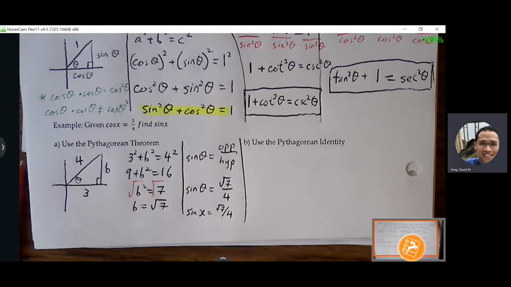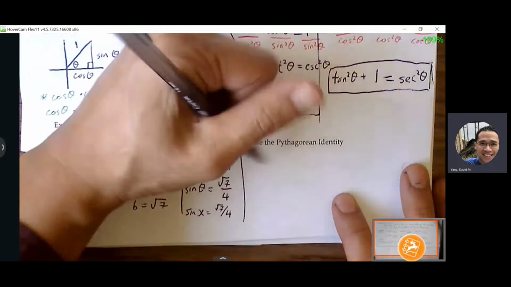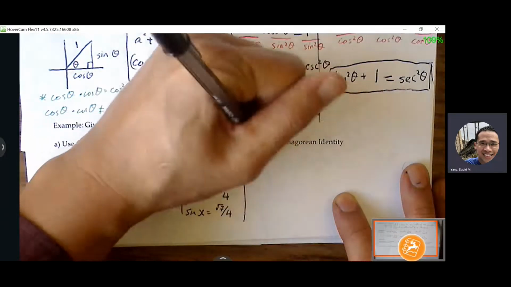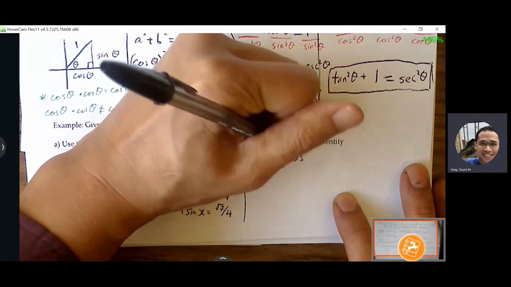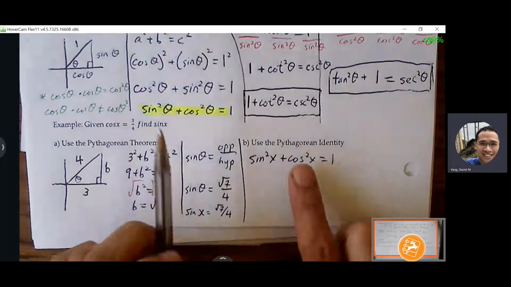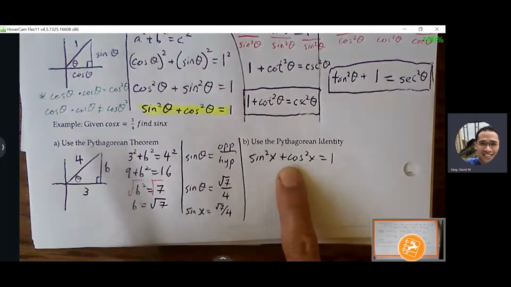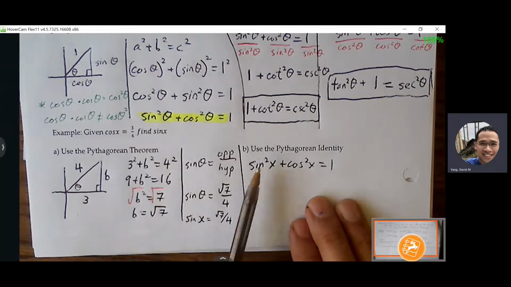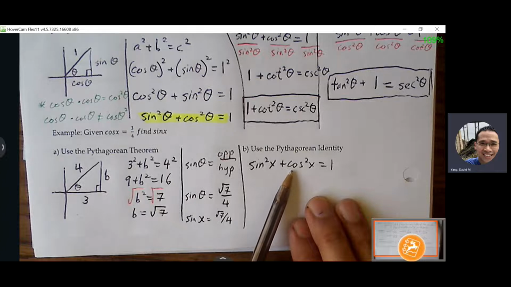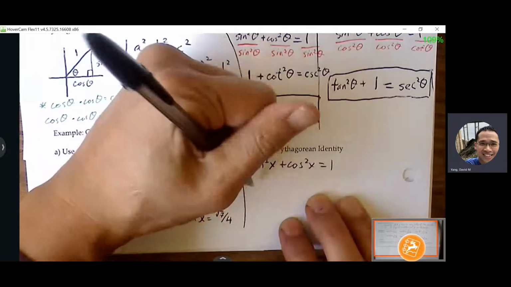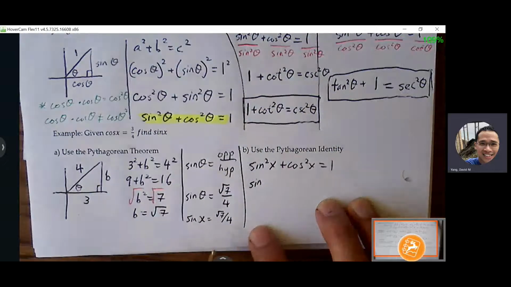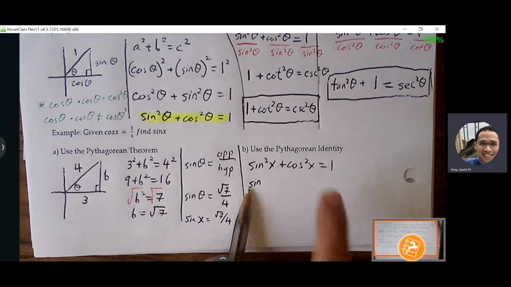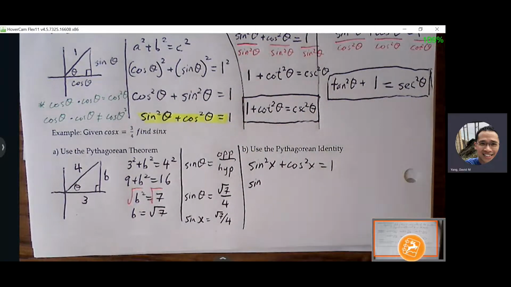Part B just says use the Pythagorean identity. So just so that we can get some practice with the identity, we know one of the identities we can use is sine squared x plus cosine squared x equals 1, right? This is built off of the Pythagorean theorem. So we know cosine of x is 3/4. I'm going to replace cosine of x with 3/4 and square that. I'm going to solve for sine this way. I'll get the same answer, but instead of using a triangle, I'm using the identity.